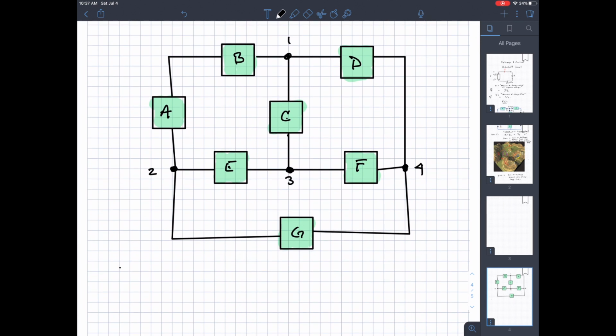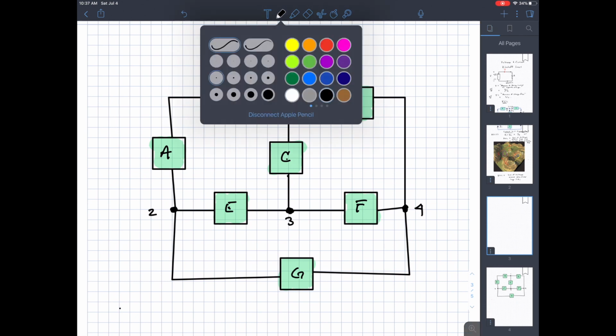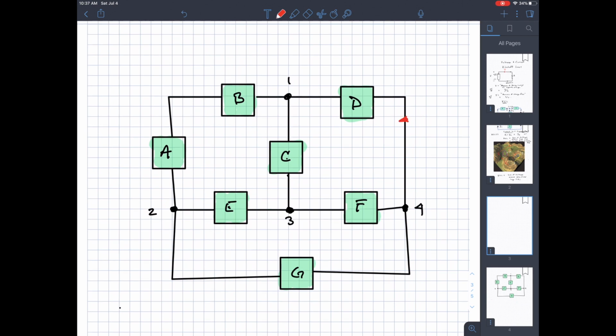To get started, you would need to define the branch currents. And for now, let's just say that's arbitrary. We can just define those the way we want. So I'm going to make I1 here. I'm going to make I2 here, I3 down or up. It doesn't really matter. I'm just arbitrarily referencing the direction.